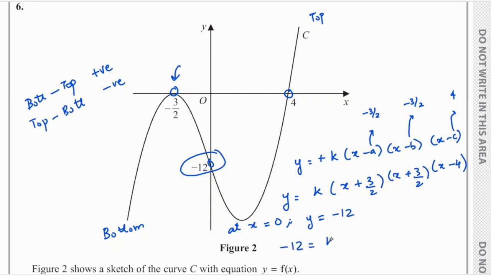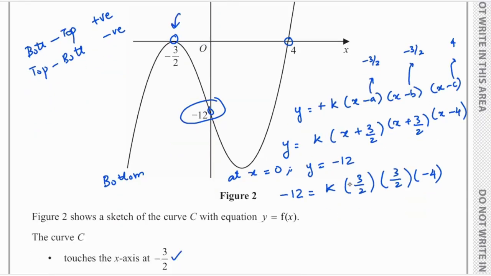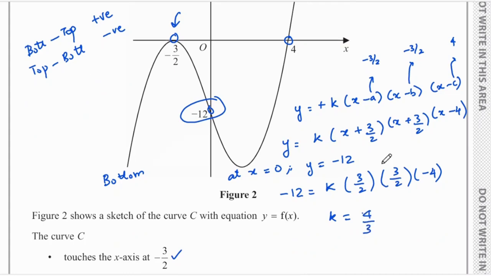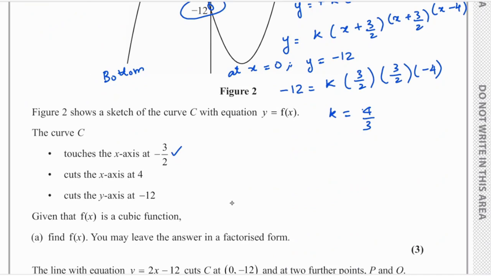So -12 is equal to k multiplied by, with x as 0, this is going to be 3/2, this is going to be 3/2, and this is going to be -4. So this gives us the value of k. You can calculate it from this, which will be equal to 4 by 3. So therefore we have the complete equation: y is equal to 4 by 3 multiplied by x plus 3/2 the whole square multiplied by x minus 4.